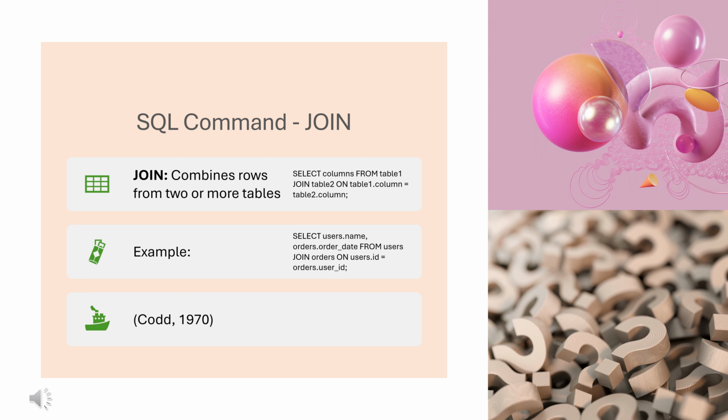The join command is used to combine rows from two or more tables based on a related column between them. It allows us to create comprehensive data sets for analysis. For example, if we want to retrieve the names of users along with their order dates, we would use the following query. This query selects the name column from the users table and the order date column from the orders table, where the ID from the users table matches the user ID from the orders table.